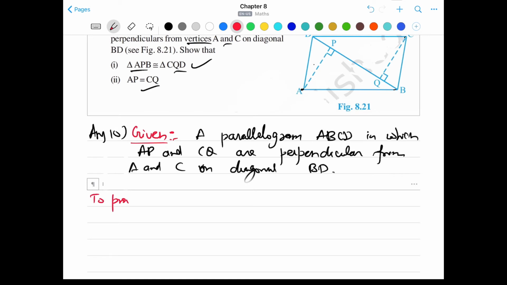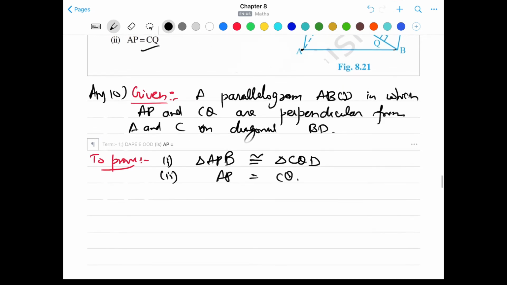Okay, we have to prove two things here. First, we have to prove that triangle APB is congruent to triangle CQD. And second, we have to prove that AP is equal to CQ. Okay, so let's start its proof.